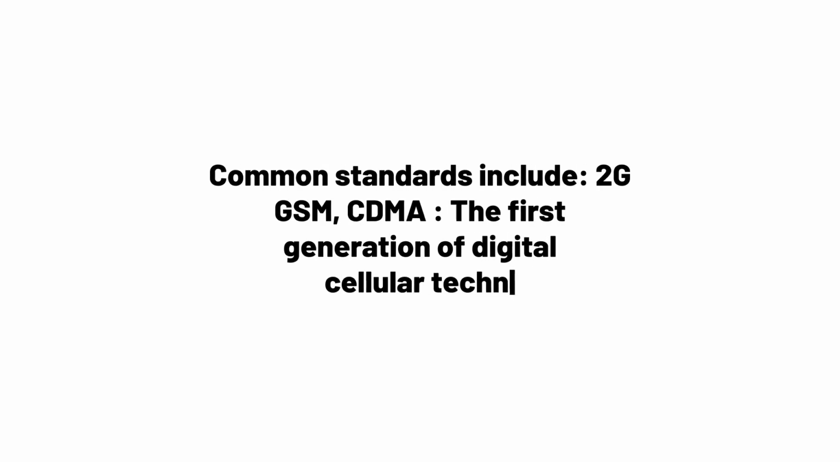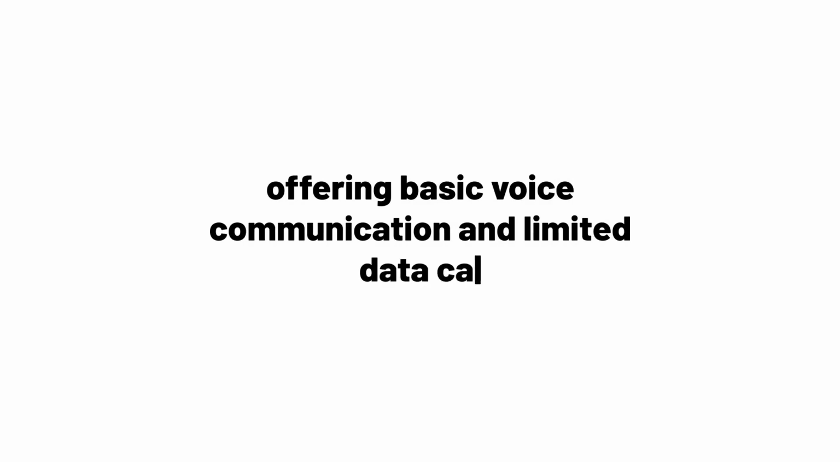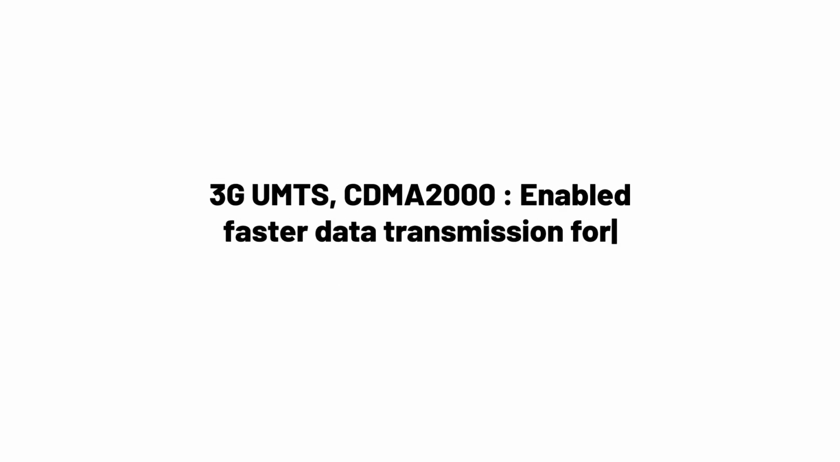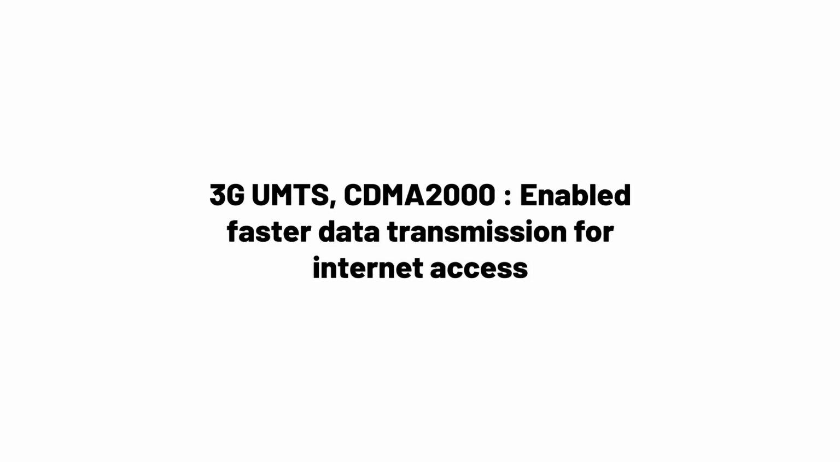Cellular network standards define protocols and specifications for mobile phone communication. Common standards include 2G, GSM, CDMA, the first generation of digital cellular technology, offering basic voice communication and limited data capabilities. 3G, UMTS, CDMA2000, enabled faster data transmission for internet access and basic multimedia applications.